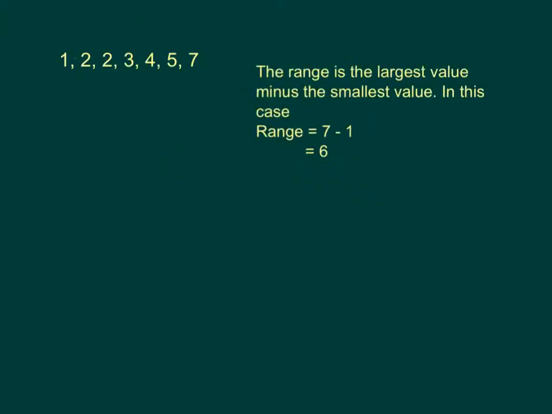Given a set of data that you have arranged from smallest to largest, for example, as seen here, the range is the largest value in your data set minus the smallest value in your data set. So in this particular case, the range is 7 minus 1, which is 6.